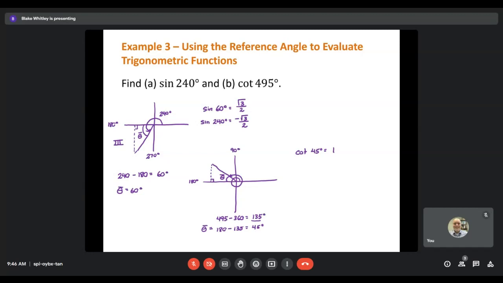And then our last step is we actually want the cotangent of 495 degrees. And we just showed that that should be in quadrant 2. And so we just have to think about whether cotangent is going to be positive or negative there. Only sine and cosecant should be positive in that quadrant. So in this case, cotangent is going to be negative. And so our final answer should be -1.